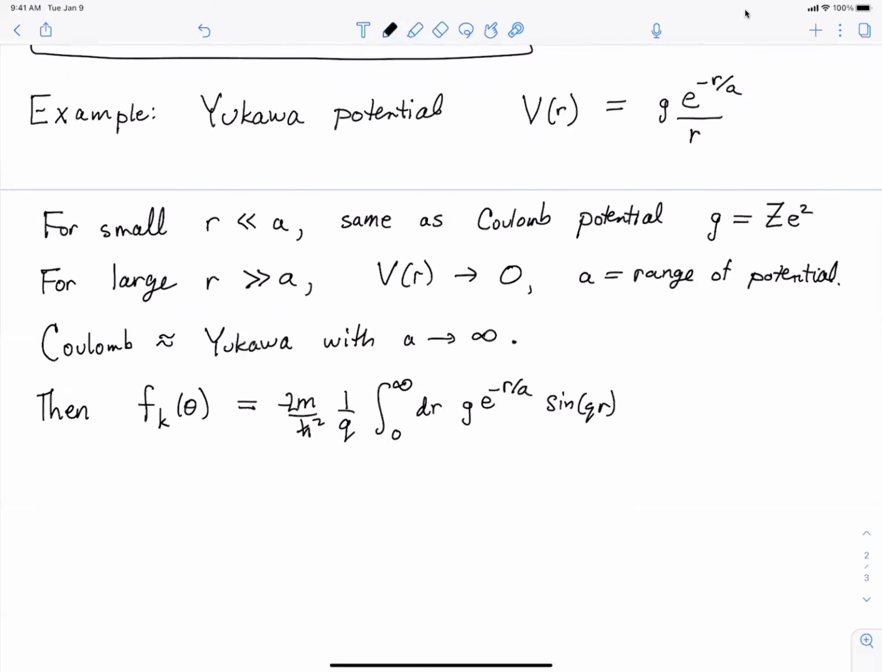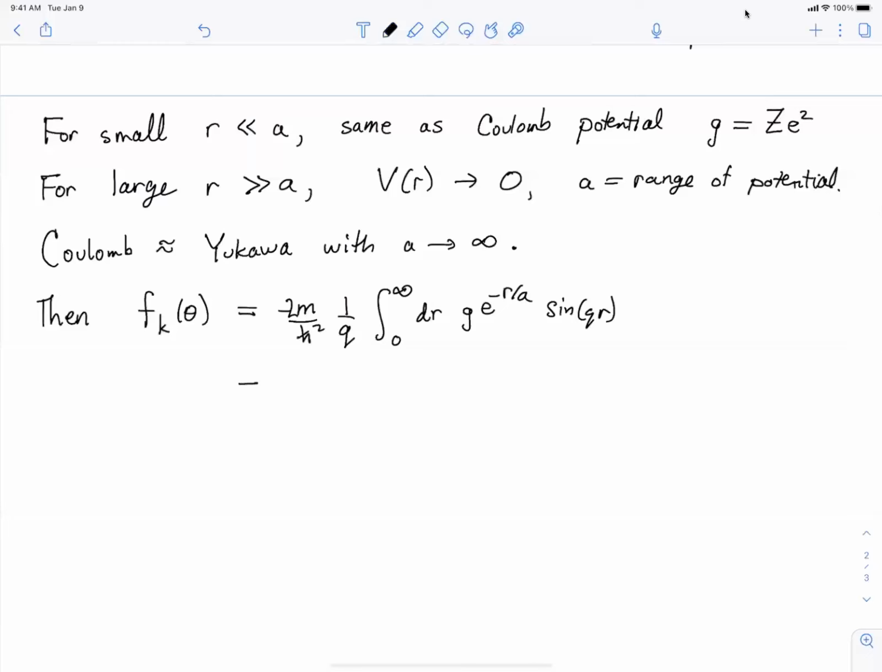Okay, and so that's a nice integral that turns out can be done very easily, or looked up very easily. This turns out to be minus 2mg over h bar squared, 1 over q squared plus 1 over a squared. So q is something like a wave number. It has units of 1 over distance, and so the units make sense there.